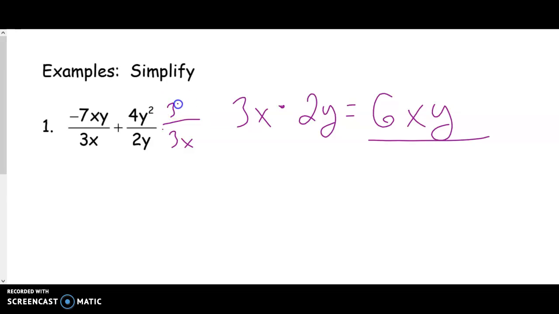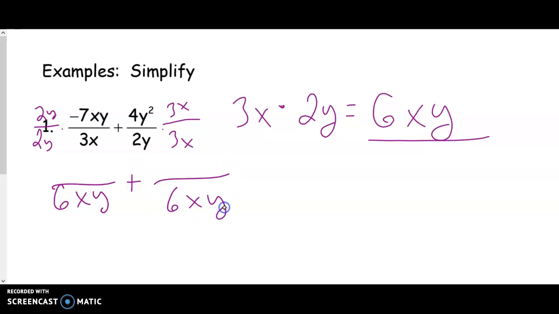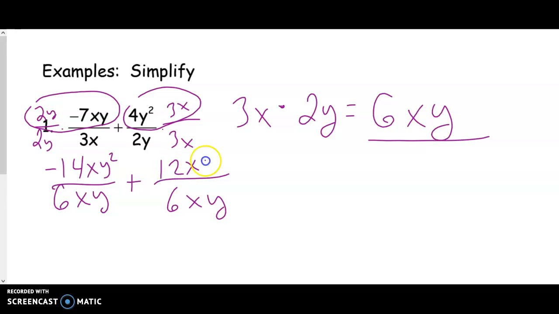Whatever you do on the bottom, do on the top. For the other fraction, let's multiply by 2y. Whatever you do on the bottom, do on the top. So my denominator for both of these fractions will be 6xy. My numerators, so let's multiply these out. Negative 14xy squared. Let's multiply these out. What do we got? 12xy squared.